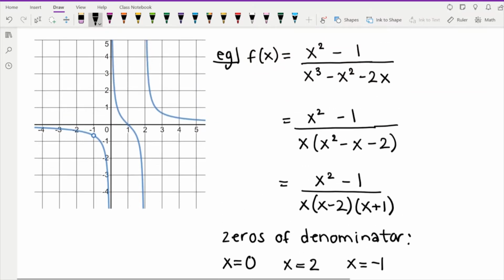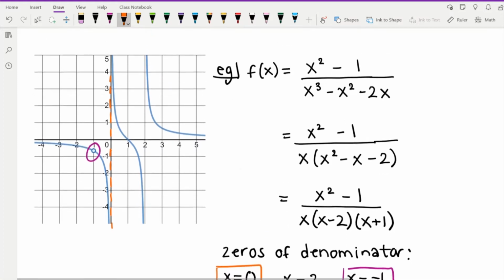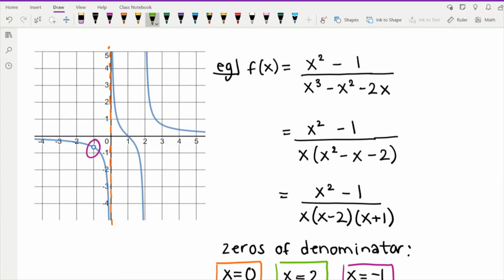And so what we can see in this graph is that we have a hole at -1. That matches with this. We have a vertical asymptote at x is equal to 0, and so that would be this. A vertical asymptote is when the graph kind of splits apart and it never touches that x value. It never touches x is equal to 0. Instead, the graph kind of traces along it. And then finally, we have x is equal to 2, and we can see that that is also a vertical asymptote.